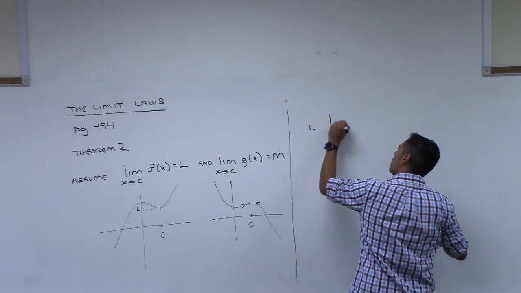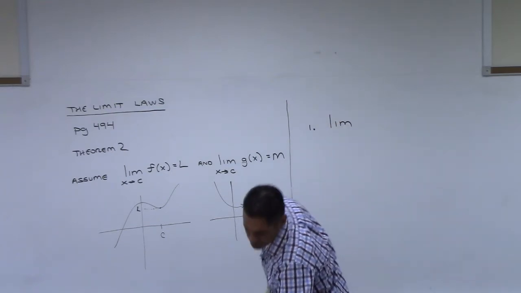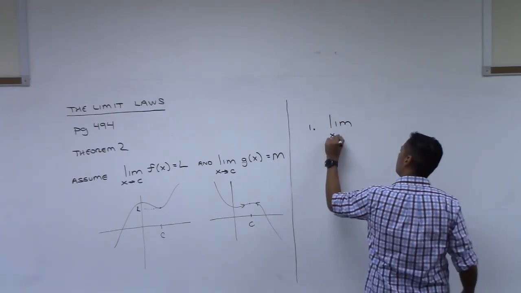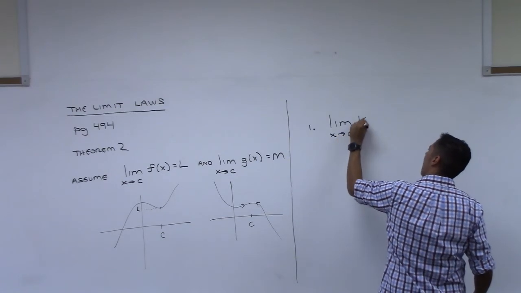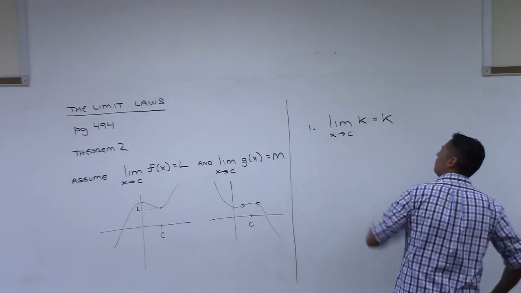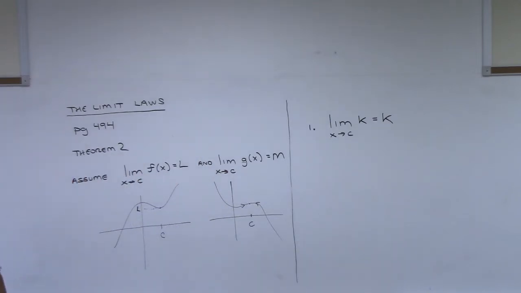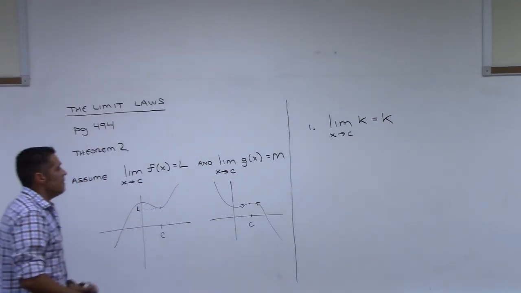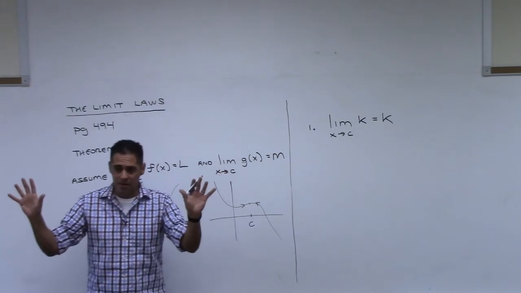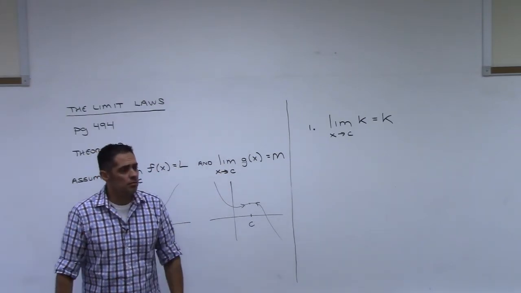The limit as x approaches c of k equals k. What is this? This is a law. This is saying that you can use this for the rest of the class, all right? That this is always true.